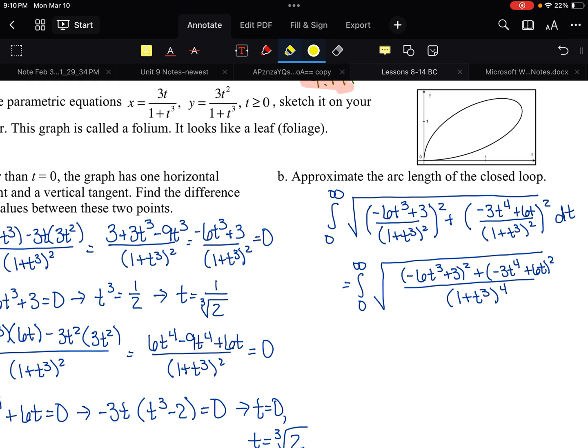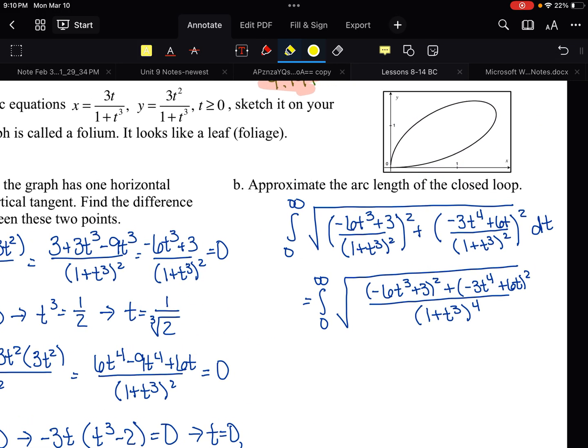Approximate the length of the arc. So this goes from, it says t is greater than or equal to 0. So this is just one thing that goes on forever. It looks like it stops, and it does, but it goes on forever.